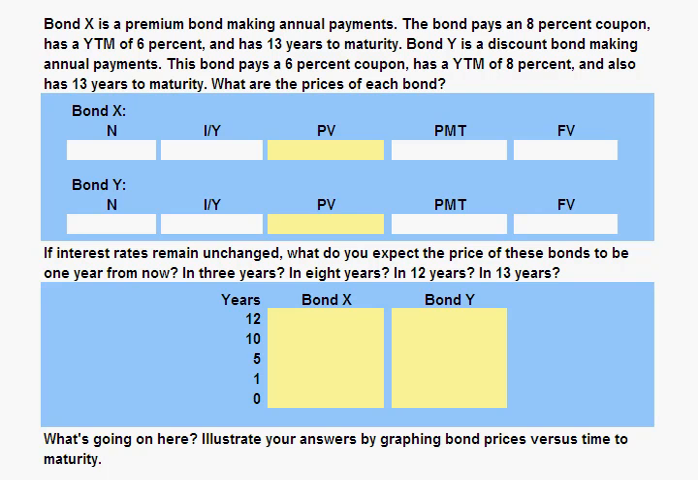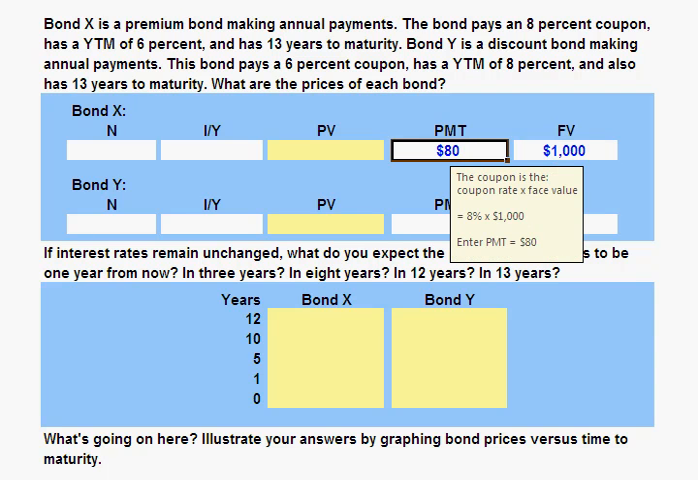Let's begin with Bond X. First, recall that unless we're told otherwise, all bonds have a face value or par value of $1,000. So let's enter that as the future value for Bond X. We're told that the bond pays an 8% coupon. This means that the coupon payment is $80, which is the 8% coupon rate times the $1,000 face value.